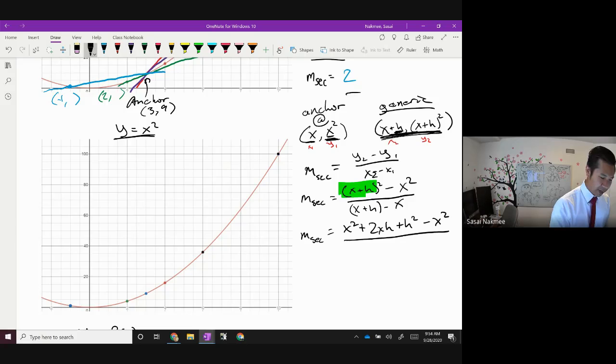In the bottom, I have here x plus h minus x, which the x's are going to cancel out, and I'm just left with an h in the bottom. Simplifying in the top, the x squares are going to cancel each other out.